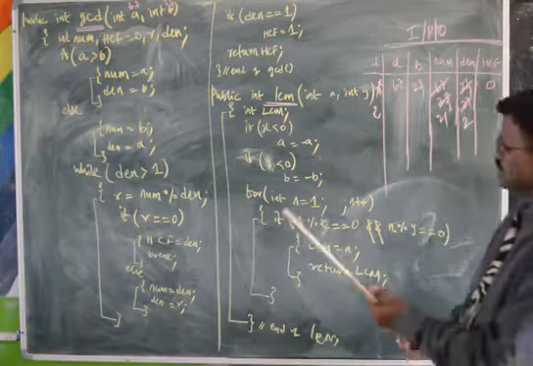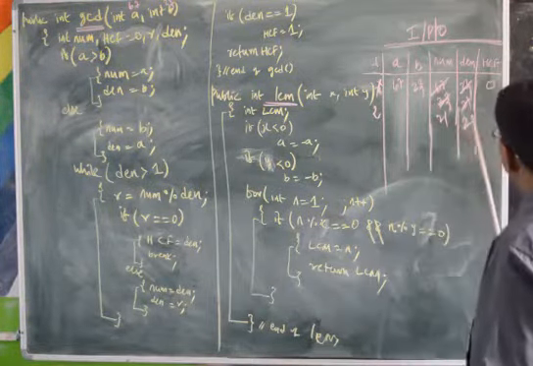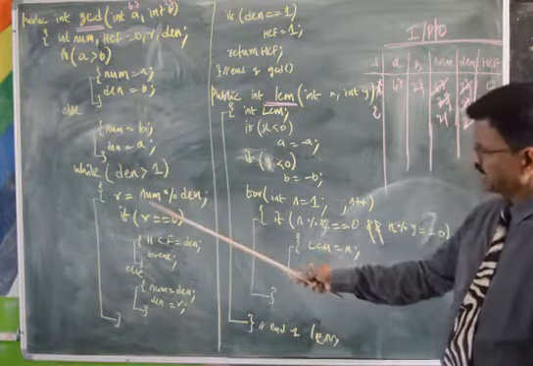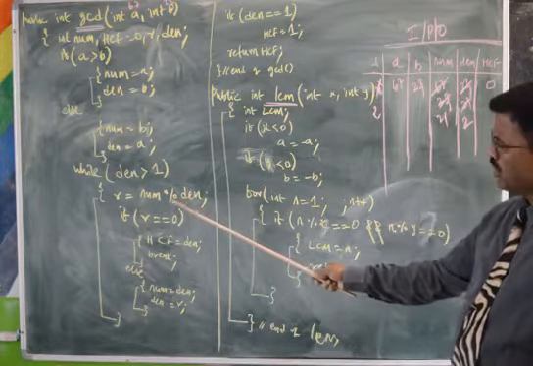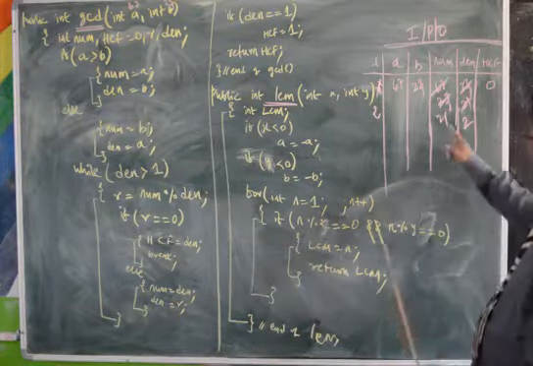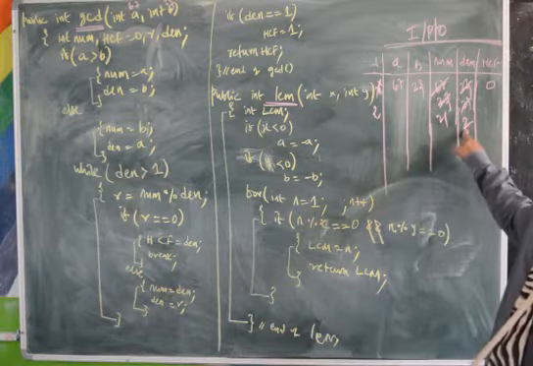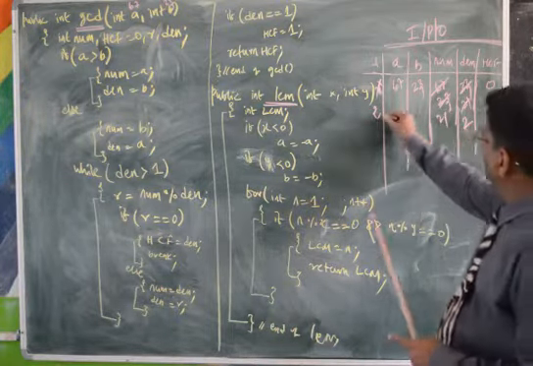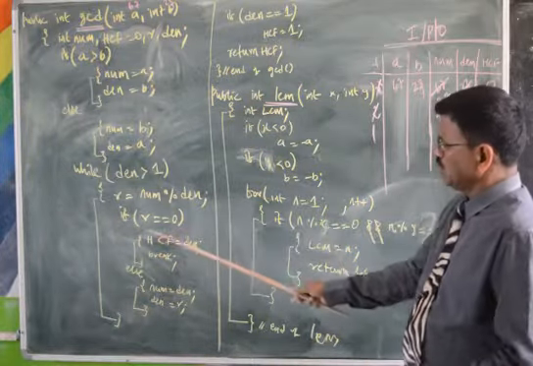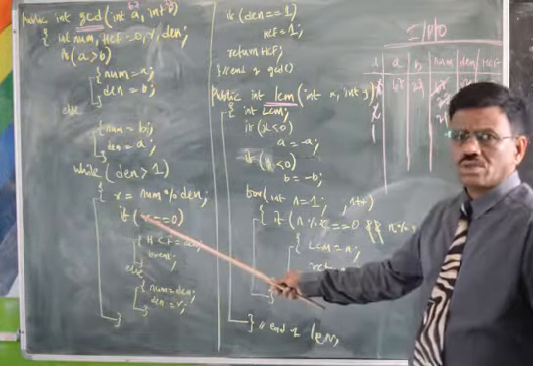When you go again here, the denominator value is 2. Is 2 greater than 1? Yes. Numerator modulus denominator: 21 modulus 2. The remainder will be 1. Are 1 and 0 the same?